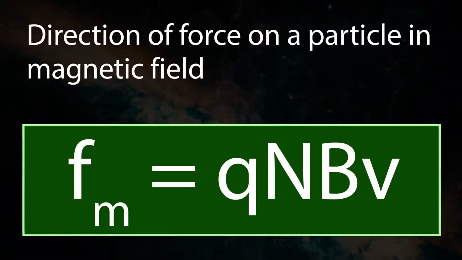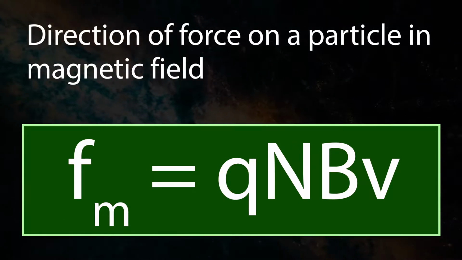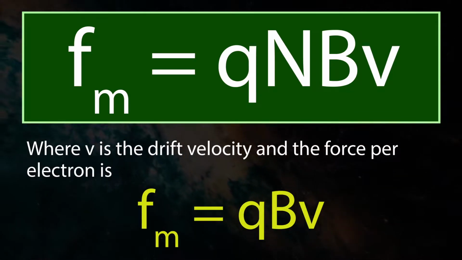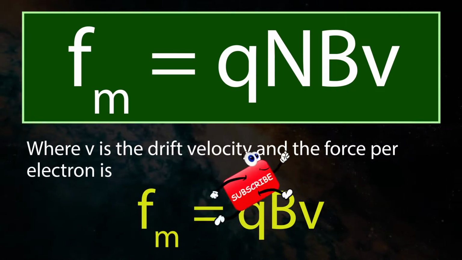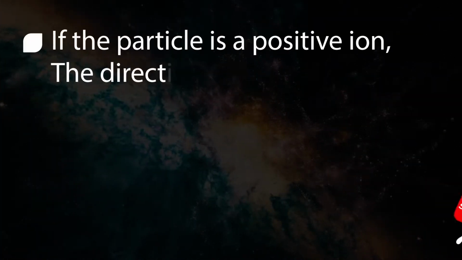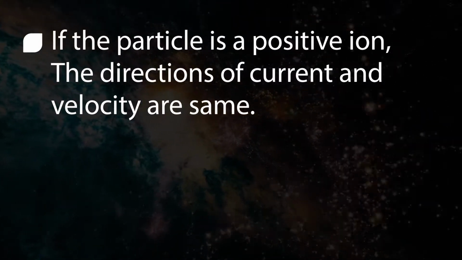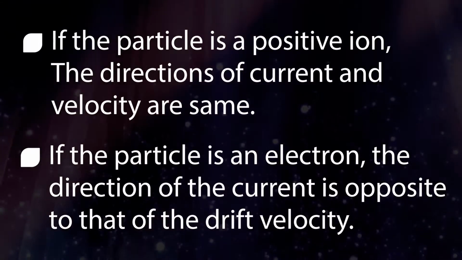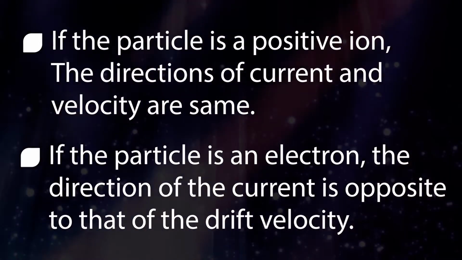Direction of force on a particle in a magnetic field. Fm = qnBv, where v is the drift velocity, and the force per electron is Fm = qBv. If the particle is a positive ion, the directions of current and velocity are the same. If the particle is an electron, the direction of the current is opposite to that of the drift velocity.